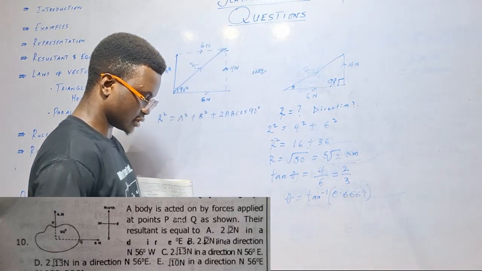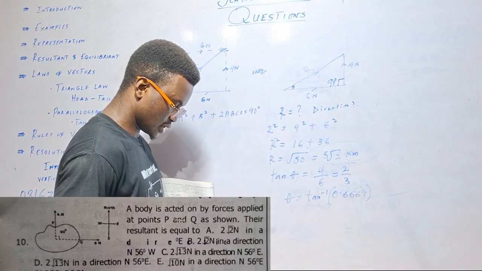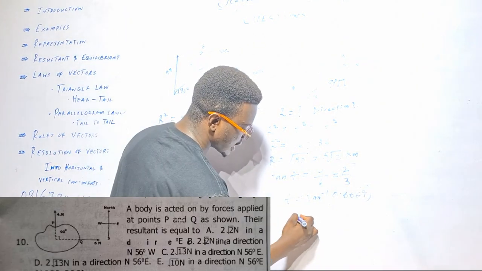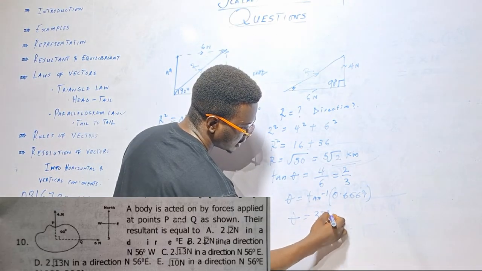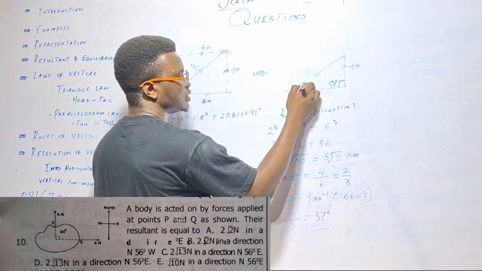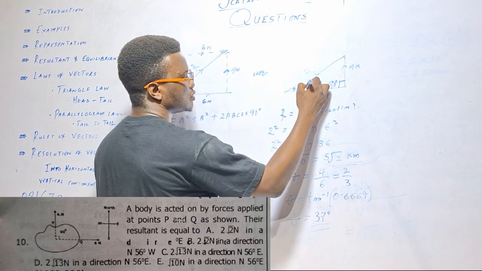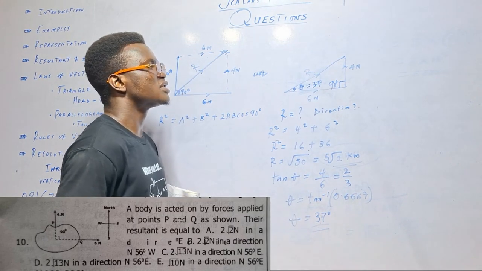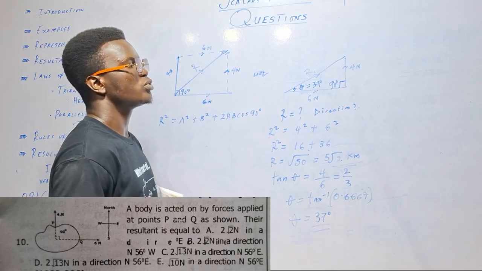So shift tan answer is equal to 37. So theta is equal to 37 degrees. Now let's be careful. That's why I'm solving it for you, so that I use it to explain something. This angle is 37 degrees. So if this angle is 37 degrees, how do we represent it?